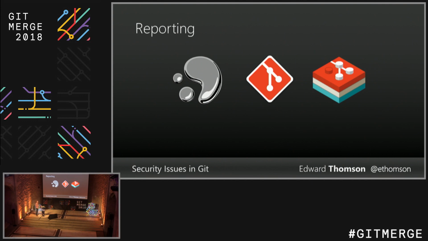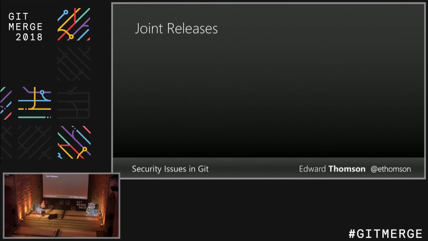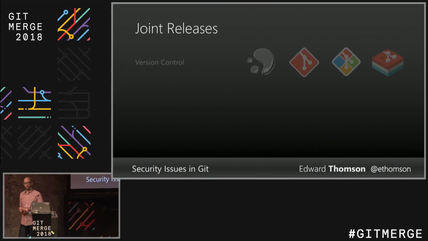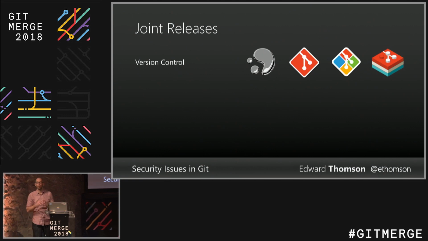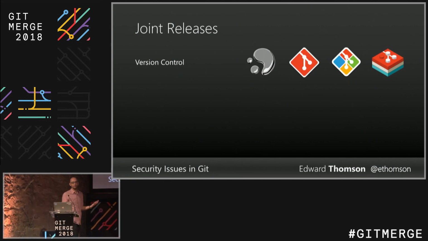And I'm actually really proud of the way the community handled it. We were able to build joint releases. We were able to work together to fix this, both with Mercurial and with the Git community overall. So we saw simultaneous releases of Mercurial, of Git for Windows, and libgit2, all fixing the problem at the same time.